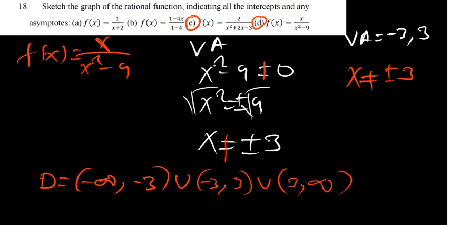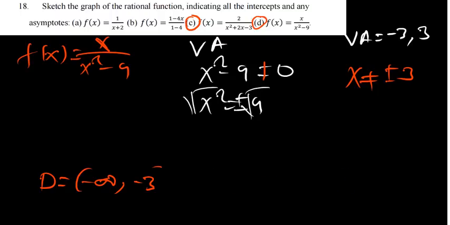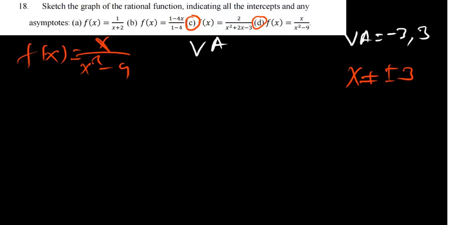Now, let's go to the horizontal asymptote. How do we find the horizontal asymptote? We have got 3 principles. If the function is bottom heavy, if the denominator has the highest degree of power of x, the horizontal asymptote is 0. At the same time, if you want to find the range, you say y is not equal to 0. That is your range.